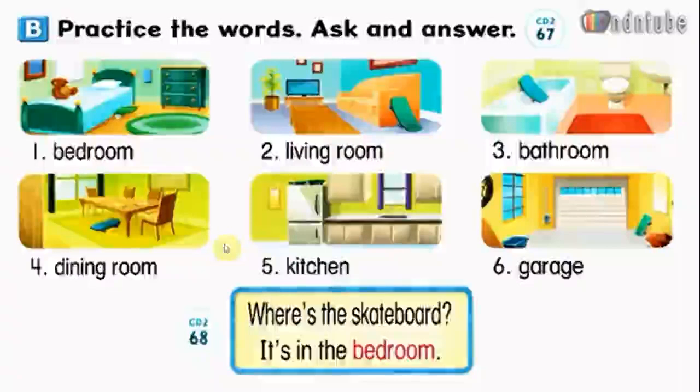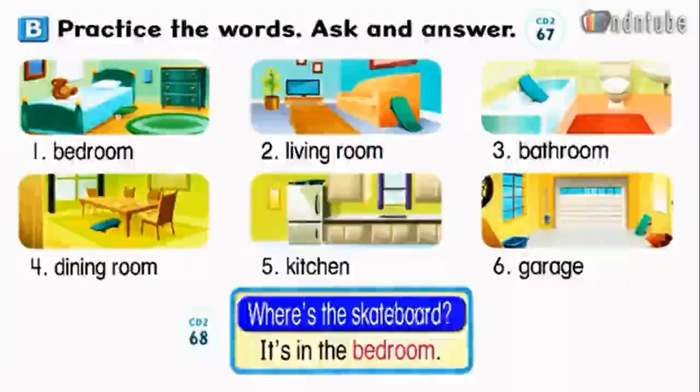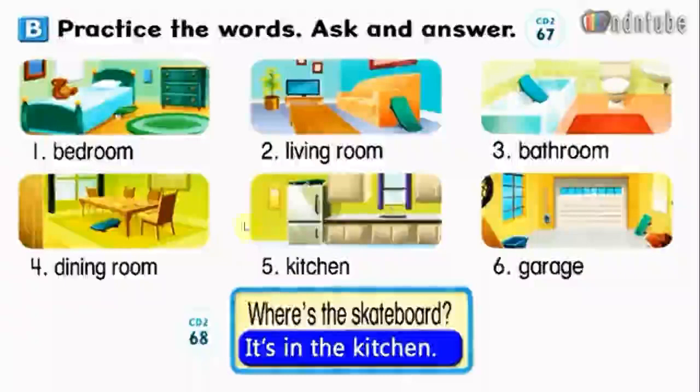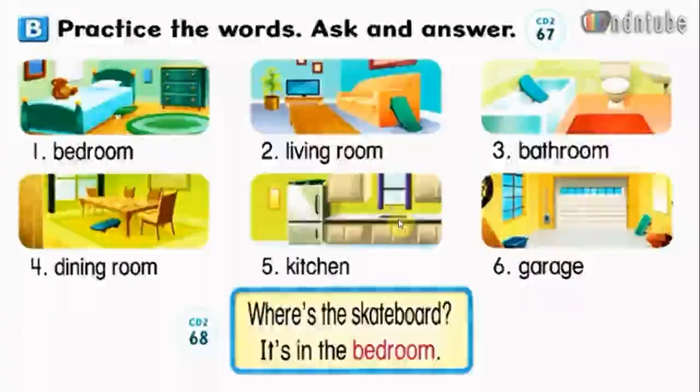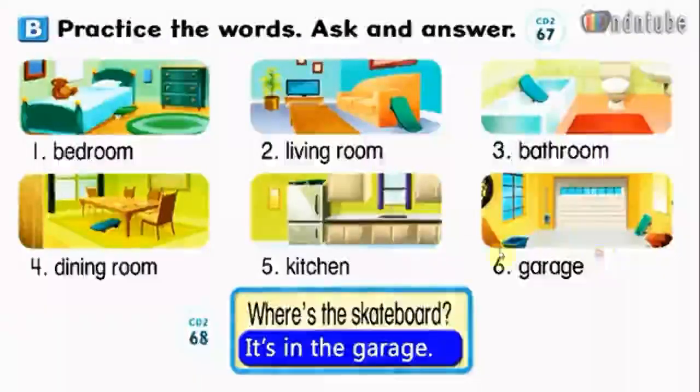Number five. Where's the skateboard? It's in the kitchen. On the fridge. On. On the fridge. Number six. Where's the skateboard? It's in the garage.